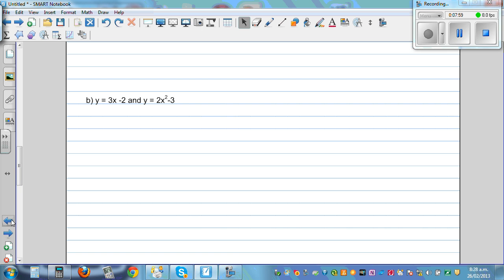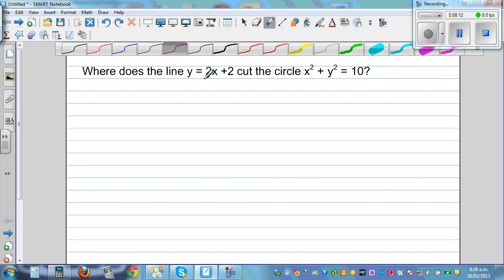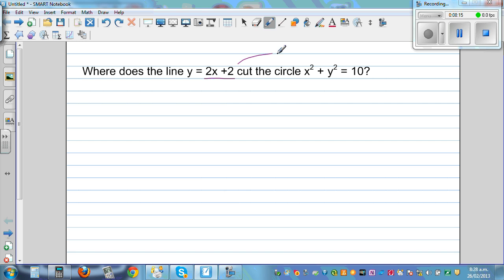Okay, and I want to do this question where you've got a line and a circle. So this is a line and this is a circle. The same process, we're going to put y is equal to 2x plus 2 in this equation. Let me write the circle. The equation of the circle is x squared plus y squared is equal to 10. So let me put y is 2x plus 2. This becomes x squared plus (2x plus 2) the whole squared is equal to 10.